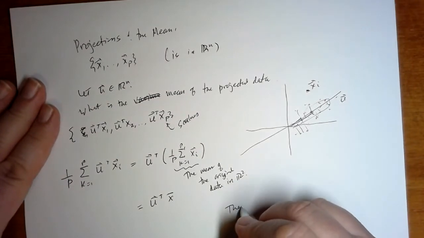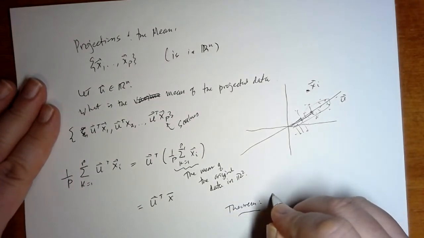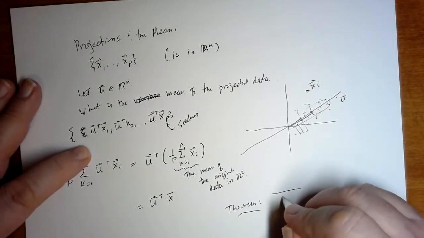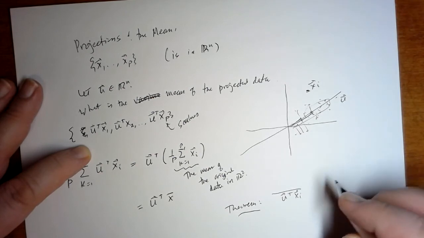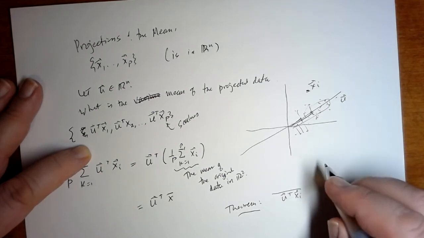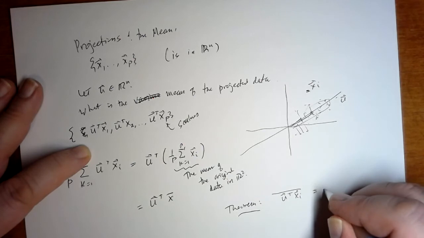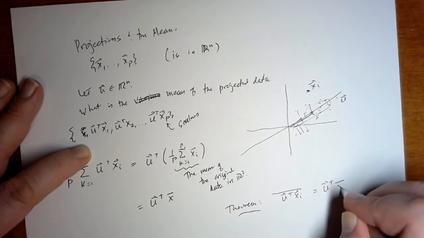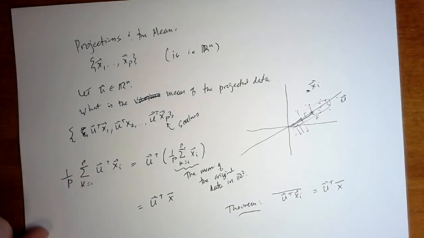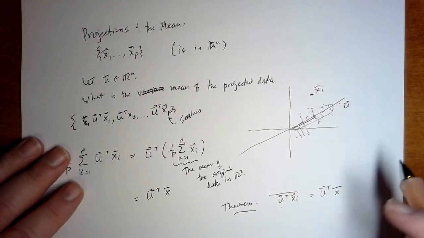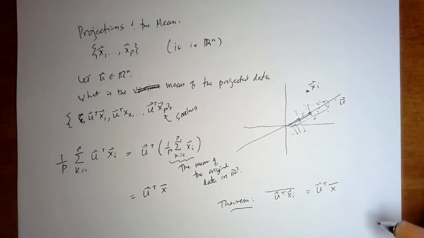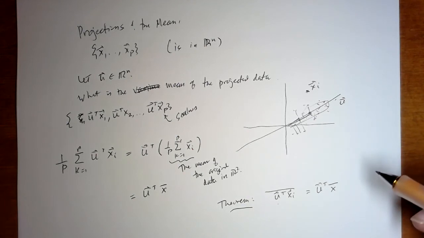Theorem. The mean of u transpose xi, I'll be kind of sloppy there, is equal to the mean of u transpose times x bar. So the mean of the projection is the projection of the mean. Very good. And the reason this is important is because we're also going to get a similar formula for the variance. But we'll wait for the next video for that.